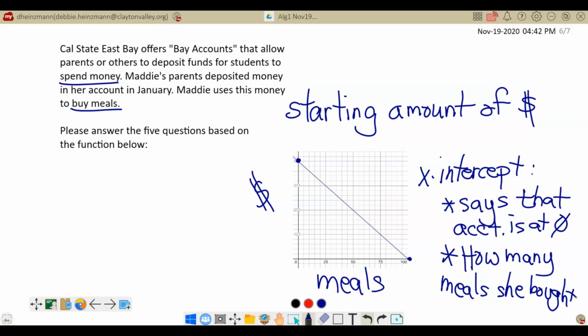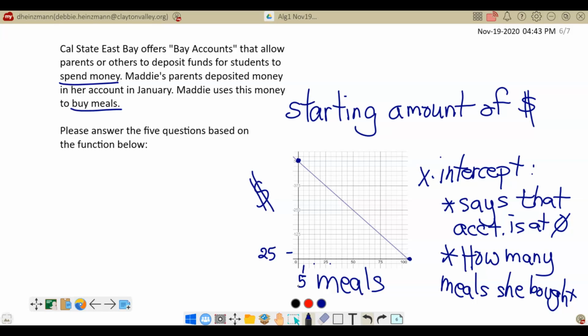Next, what's the slope of this function? Well, how do you find the slope when you're looking at a line? First, you look at your axes and you figure out how to skip count everything. So this is 25, 50, 75, 100, 125. So each one of these tick marks is 25. And these go 5, 10, 15, 20, 25. So each one of these is 5.